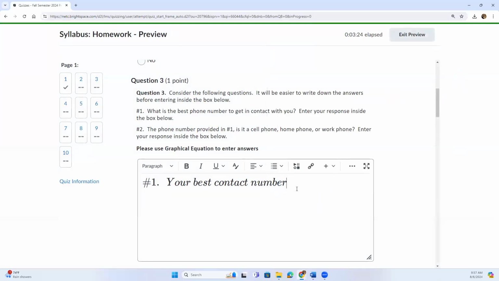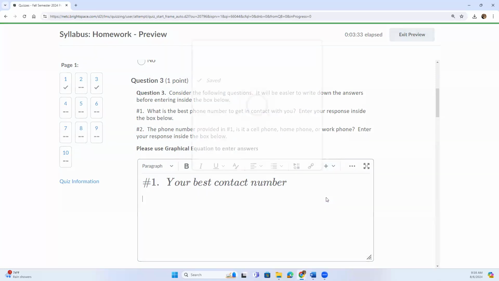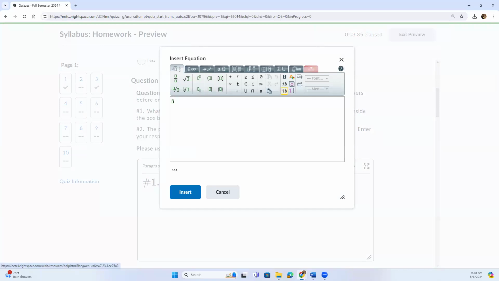All right, click on insert. Click anywhere inside the box and press enter. Go back to graphical equation for the second answer. So the number you provided in number 1, is it a cell phone, home phone, or work number? Tell me which one is which.